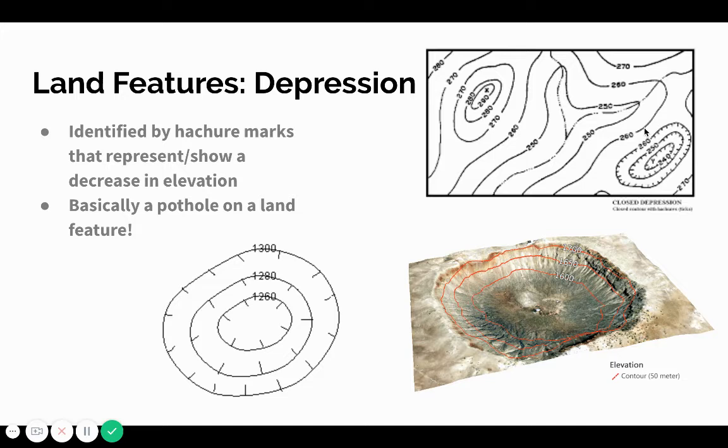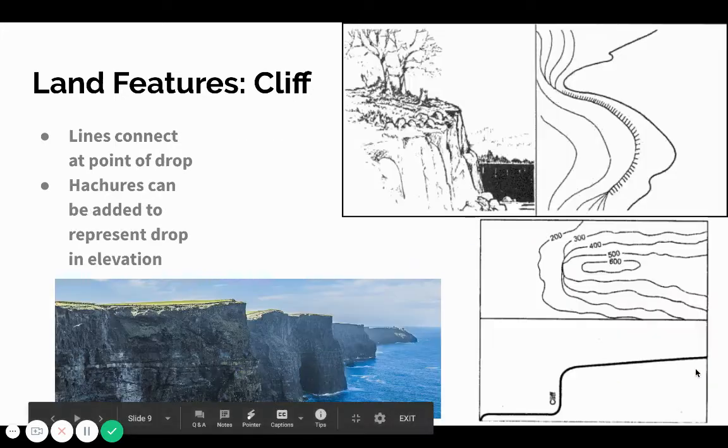So we look at these marks, but we can also look at the elevation. So I see 260 here. My next line is 250, and then I have 240. So I can see that decrease in elevation.